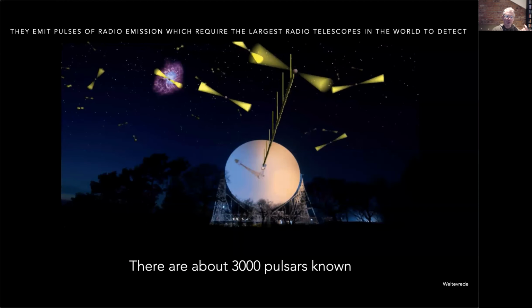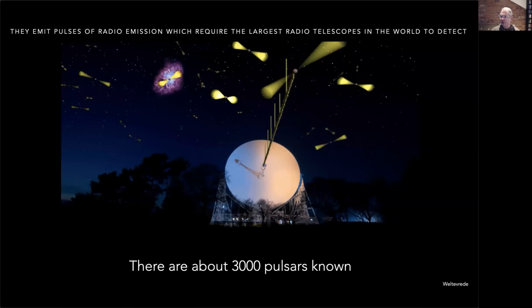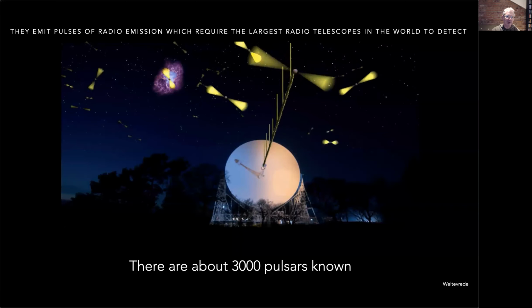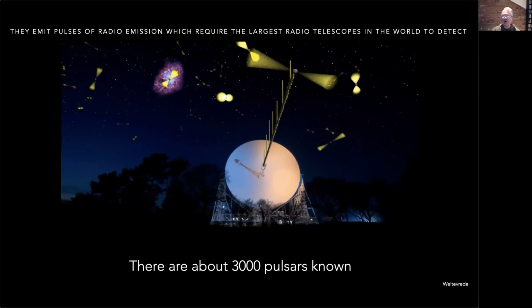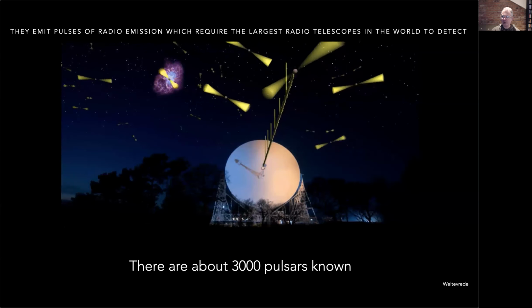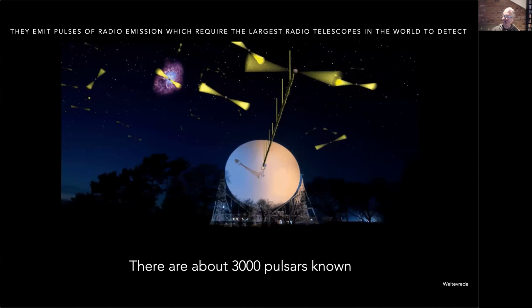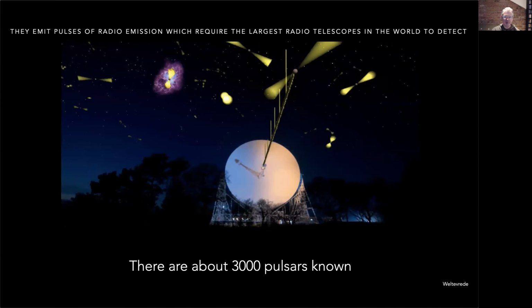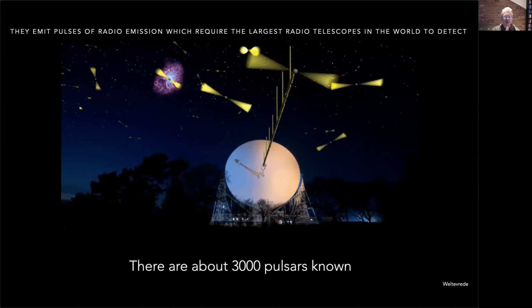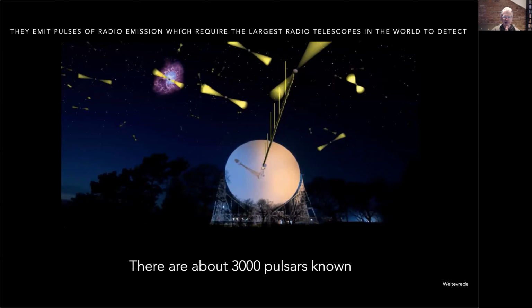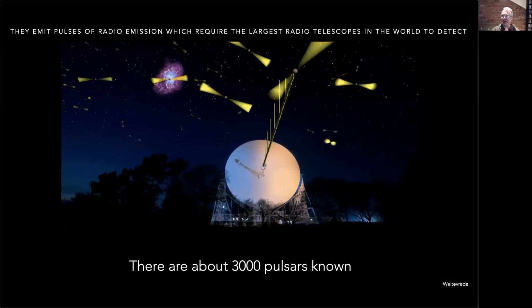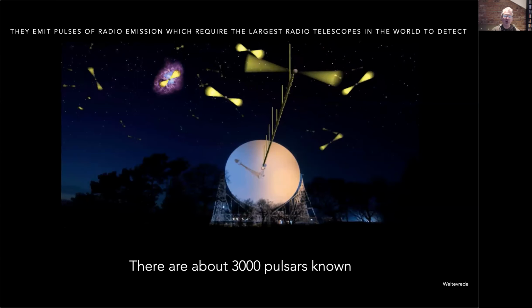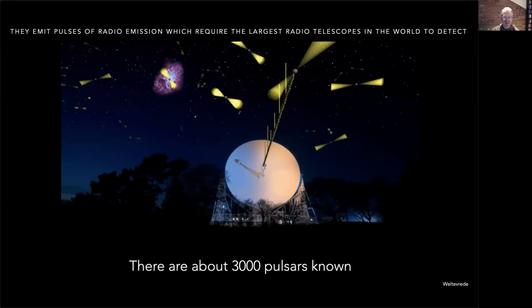So there are around about 3,000 radio pulsars known, and they emit pulses of radio emission, which require generally, for the vast majority of the sources, the largest radio telescopes in the world to detect. And you can see here an animation showing the Lovell telescope at Jodrell Bank, where we observe around about 800 of these pulsars on a reasonably regular basis.